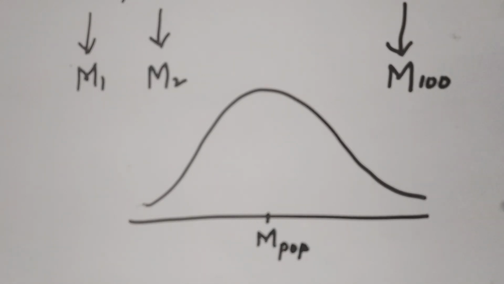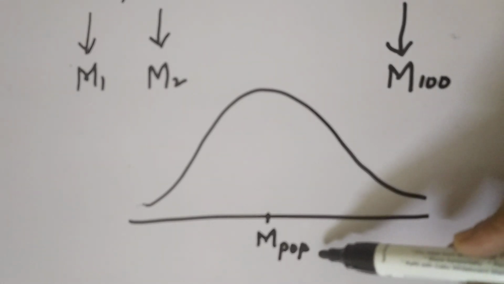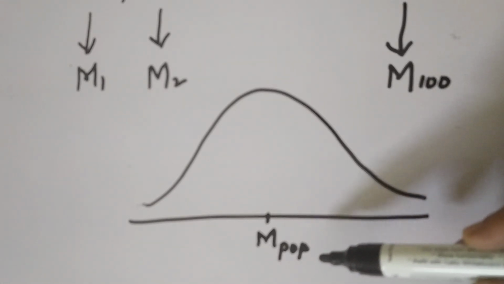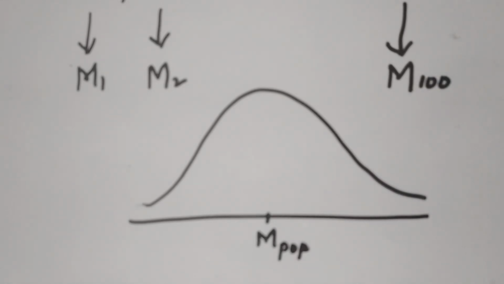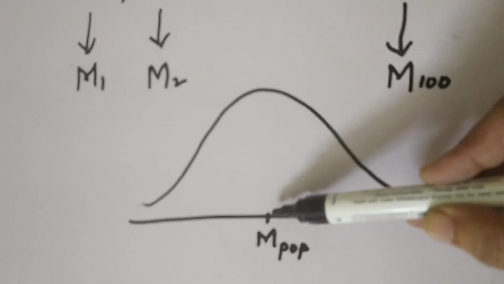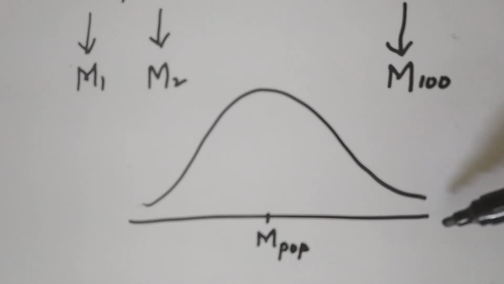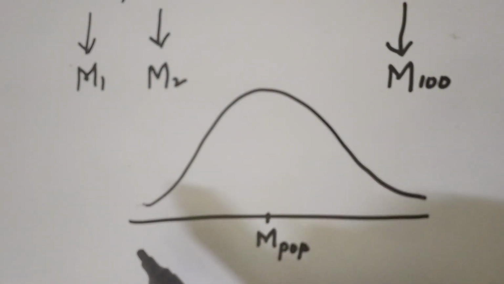Now here the mean of the sampling distribution of sample mean is MPOP. POP is for population, and some of the sample means would be same as this population mean, some would be greater than this, or some would be less than the population mean.